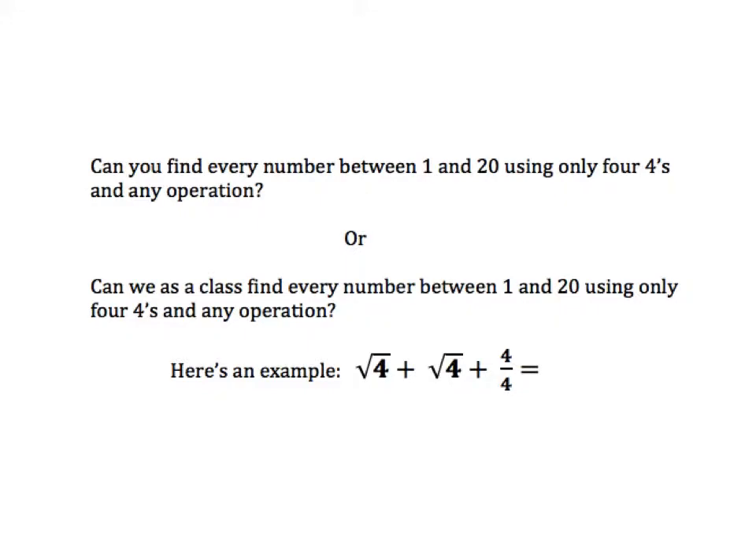So first of all, the first task. Every unit we want to adhere to and attend to students' mathematical smartness and their abilities as mathematicians. And this is one of those tasks that could potentially do that. It's called 4-4s. It's one of those Jo Boaler low floor, high ceiling tasks.